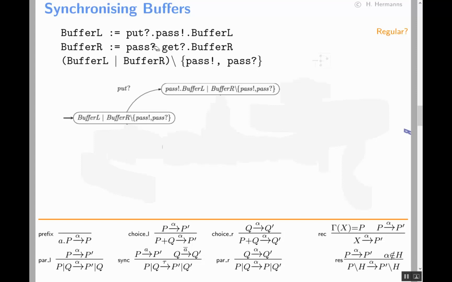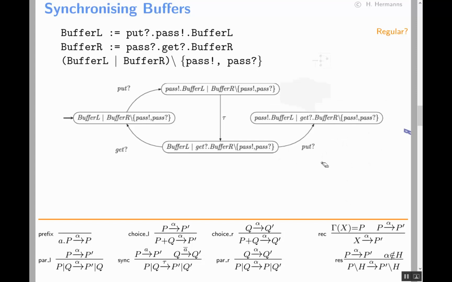Cool. So internally, you can pass the element in the buffer from the left to the right. Okay? So now you see the left buffer is empty. The right one has the piece. Okay? It has been communicated from left to right. And then it can be taken out. The get means it can be taken out. Yes? So you can use this if you want as a one-place buffer. You put something in, it's pushed over, taken out. Right? Or you can put something in, this is moved over, now something else can be put in.